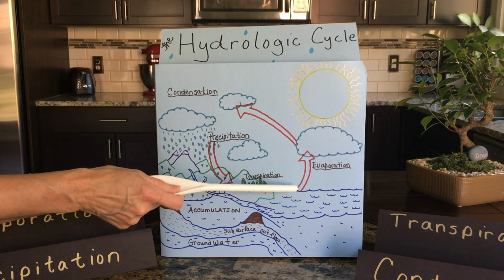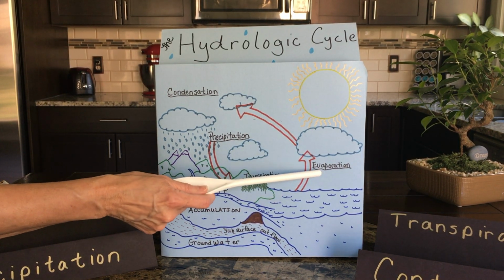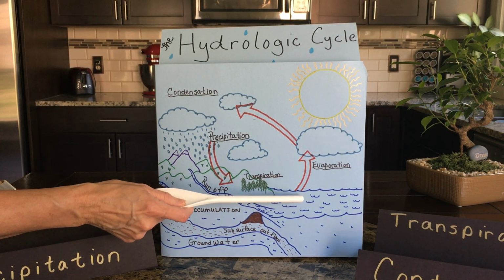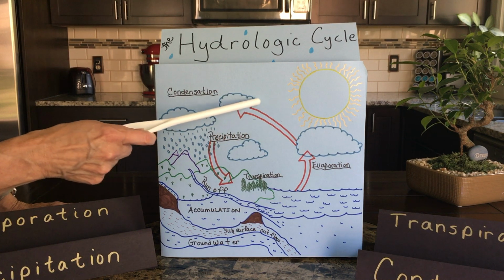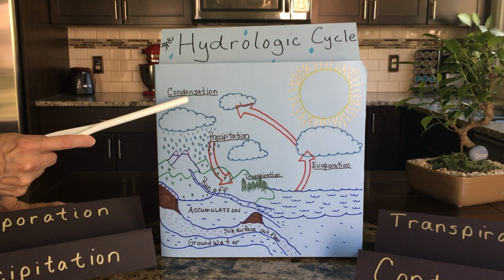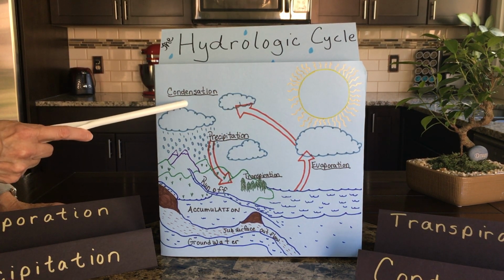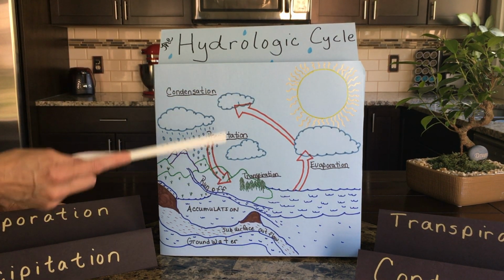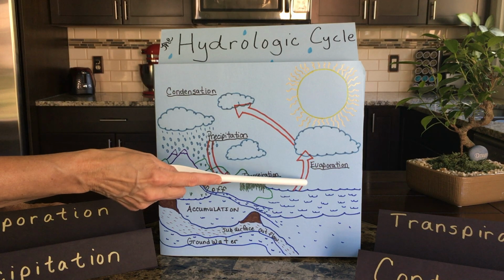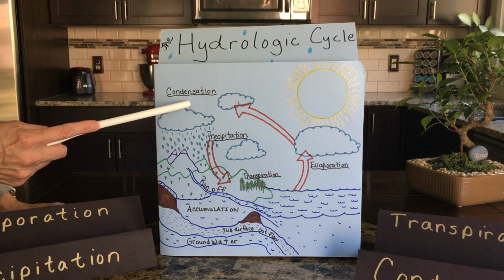Evaporation is when water turns into a gas or vapor. That's where we get the word. So it turns into a gas, it goes up in the sky, where it collects, turns into clouds, or condensation. Condensation means when that water vapor cools, it condenses, it turns back to liquid. So gas turning back to liquid is condensation.